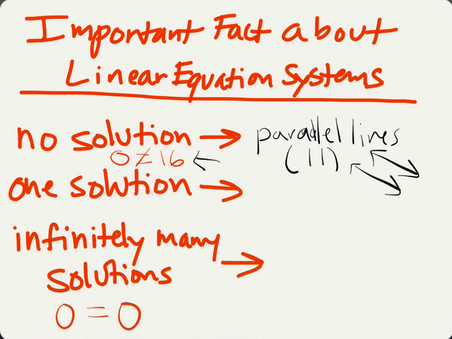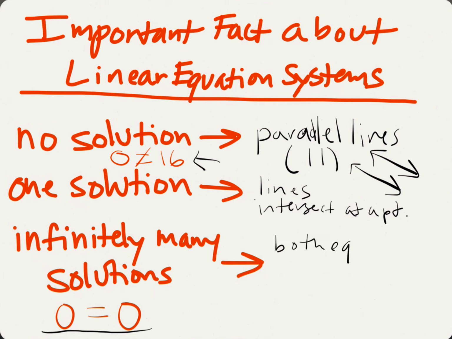When you get one solution, that means that the lines intersect at a point. So that's pretty self-explanatory. And then when you get infinitely many solutions, that means that it will look something like this: 0 equals 0. So all the variables will cancel out, and you'll get both sides equal to the same thing. There are no variables there. That means that both equations are the same, just written differently.